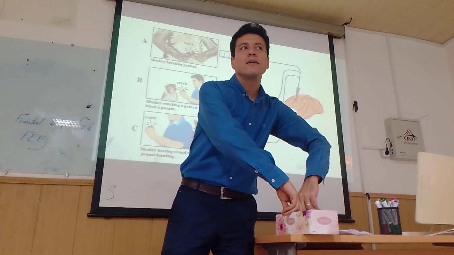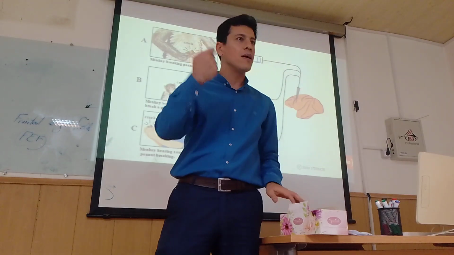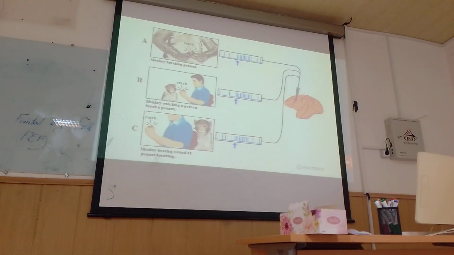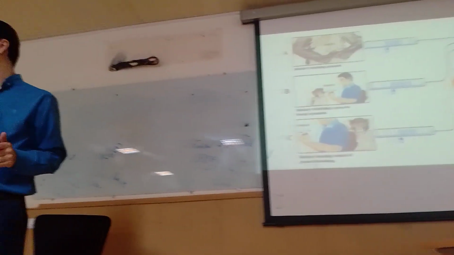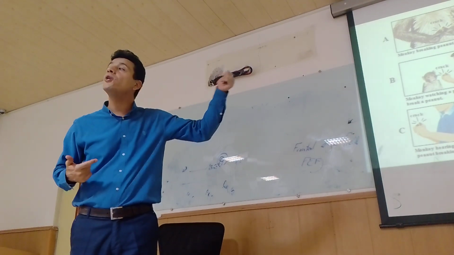After that, he did the same action. Okay? And this way, open the box and remove the peanut. So, when somebody learns something only by observing. Okay? So, mirror neurons are involved.